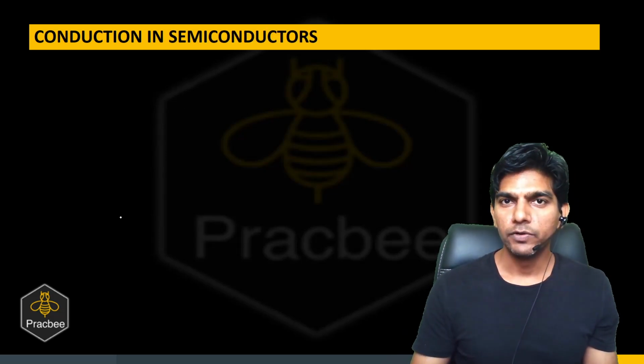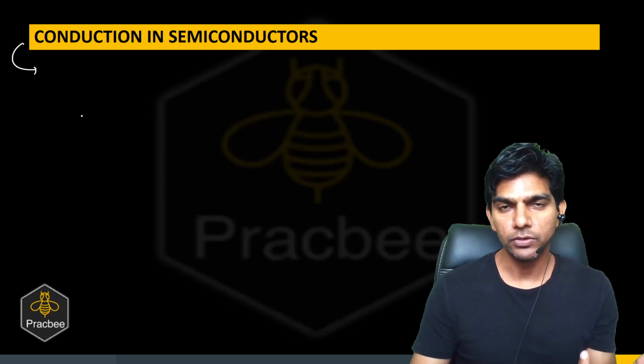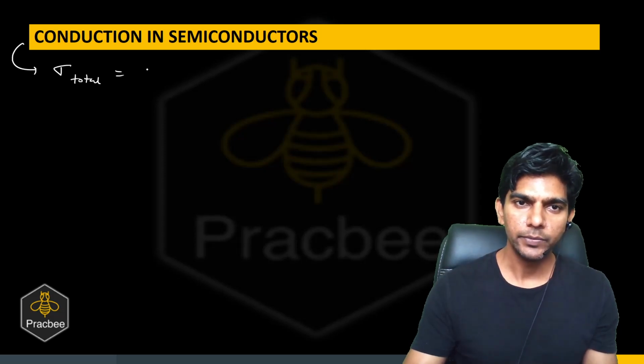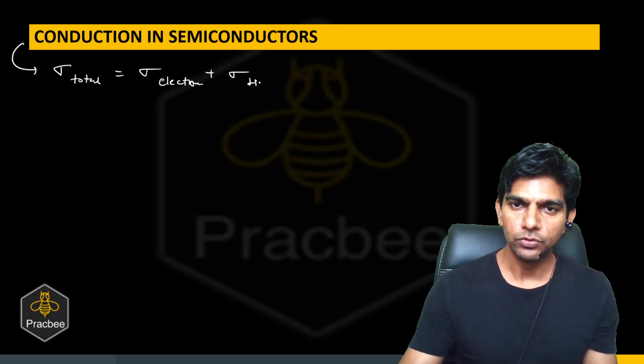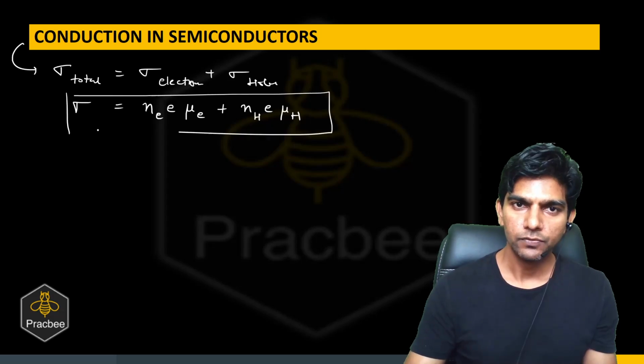Now let us see what is the conductivity in semiconductors. So in a semiconductor, the conductivity is because of holes as well as electrons. So we can say the total conductivity will be conductivity due to electrons plus conductivity due to holes, and this can be written as concentration of electron times E times mobility of electron plus concentration of holes times E times mobility of holes. So you should remember this formula for semiconductors.